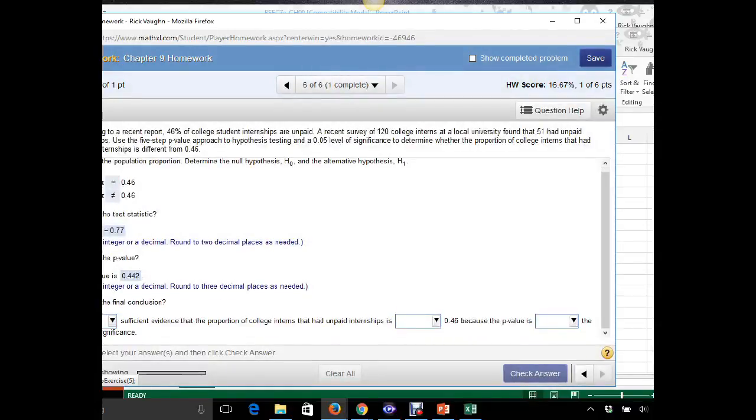And finally, we can reach a conclusion. So the p-value is not lower than our alpha value of 0.05. 0.05 is much lower than 0.442. So there is not sufficient evidence to determine that the proportion that had unpaid internships is different from 0.46 because the p-value is in this case greater than the level of significance.